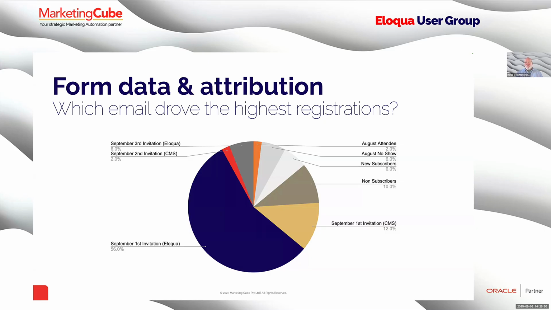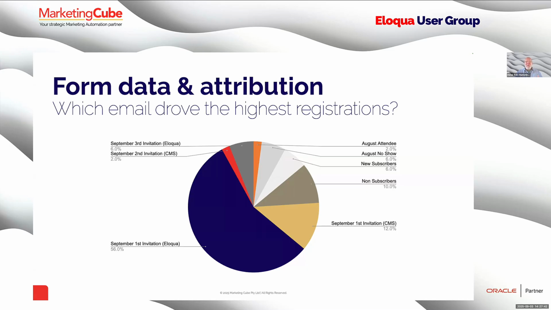Okay. Now, the next one is new subscribers. So this is a group of people who have been sent a specific invitation because they have proactively subscribed to the user group following last month. So they've done it within the last 30 days, roughly. So they're new subscribers. Then we have non-subscribers. This is a group that we don't always reach out to. So these are people who are opted in to hear from Marketing Cube. We know they use Eloqua. So these are people who had previously told us they use Eloqua, but are not actually subscribed to the Eloqua user group.